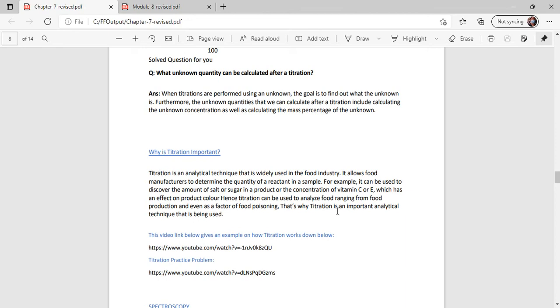Titration is an analytical technique that is widely used in the food industry. It allows food manufacturers to determine the quantity of a reactant in a sample. For example, it can be used to discover the amount of salt or sugar in the product, or the concentration of your vitamin C or vitamin E, which has an effect on a product's color. Hence, titration can be used to analyze food products and even as a factor for food poisoning. That's why titration is very important in your food technology. So you have here a video about titration.